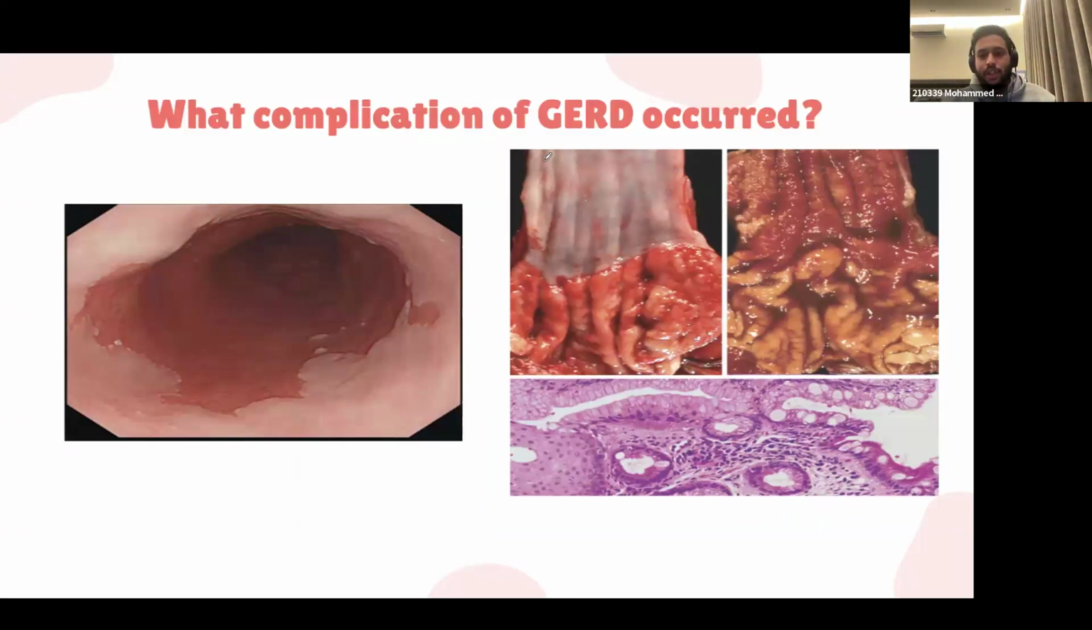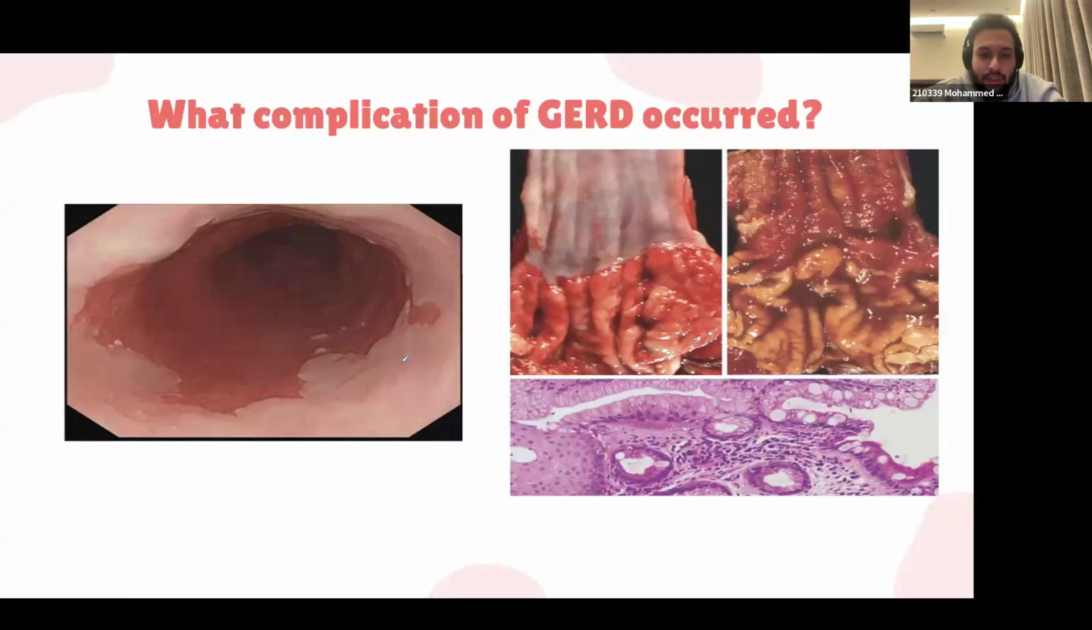Now, a patient who has had GERD for a very long time comes to you later on for a follow-up. You do endoscopy, you see this. What complication occurred? Barrett's esophagus. Barrett's esophagus is intestinal metaplasia. From the name, metaplasia means the tissue is changing. So what is it changing to? Simple columnar with goblet cells.